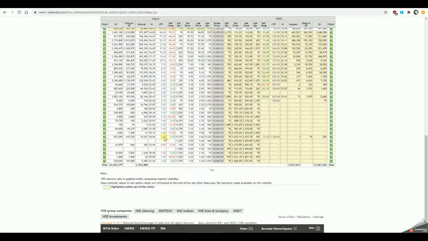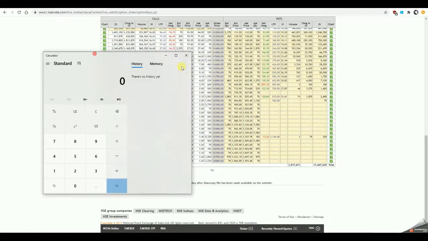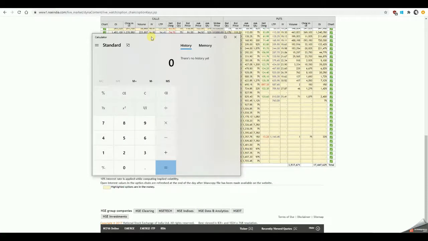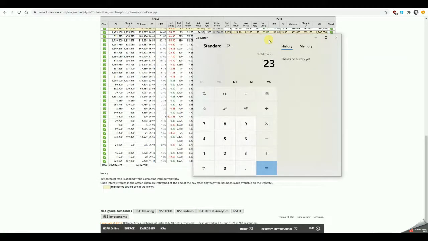So if you look at the OI, this is the total open interest for calls. And this is the total open interest for puts. So if I have to check the put to call ratio, which we call PCR, all I have to do is put divided by call. So put is 17,447,625 divided by 23,502,375. The PCR is 0.74.